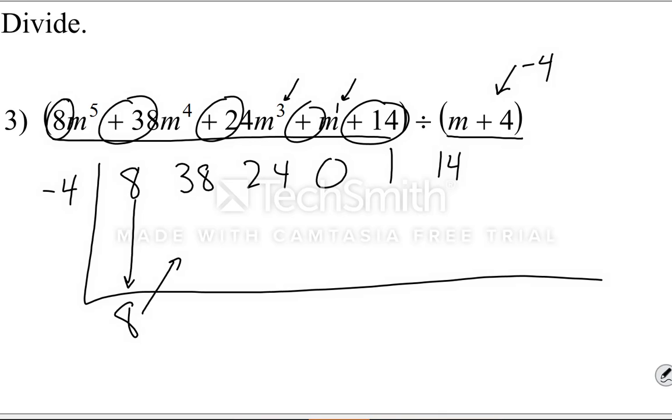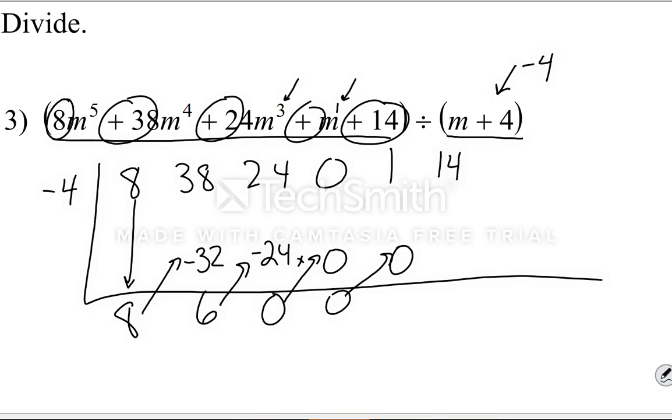Then I multiply. That's negative 32. Then I add, that's 6. Multiply, negative 24. I add, I get 0. Multiply, I get 0. Add, I get 0. Multiply, I get 0. Add, I get 1. Multiply, I get negative 4. And when I add, I get 10. So this number is our remainder.